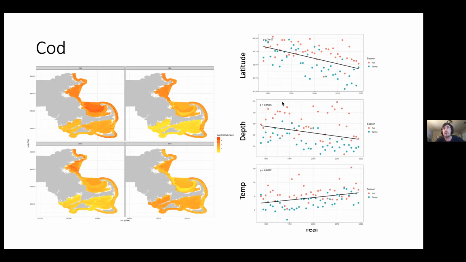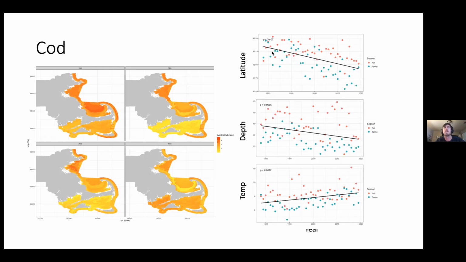And then the plots on the right here are looking at general trends. On the y-axis, you're going to have latitude, depth, and temperature, and this is by year. And the dot here, there's one for each fall and spring survey, and each of these dots is going to be the weighted mean average for the year. So basically, the average for the year is going to give more weight to the variable or the covariate that had a higher number of cod in that year.